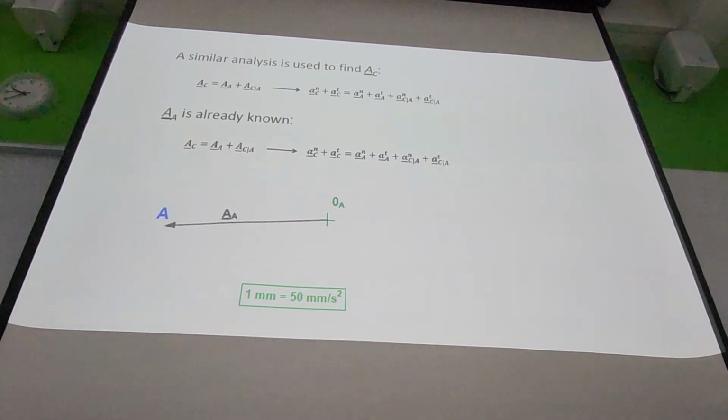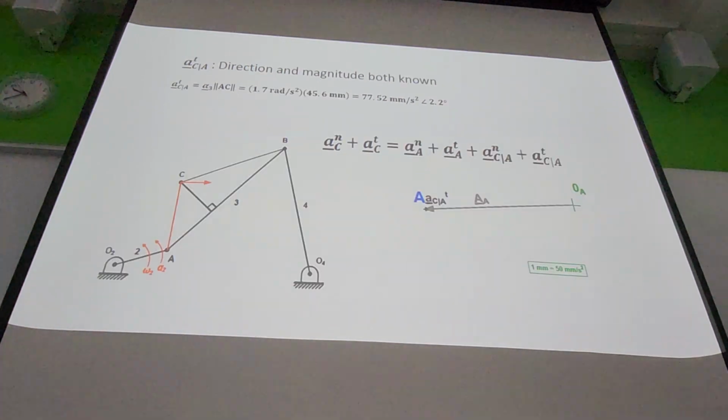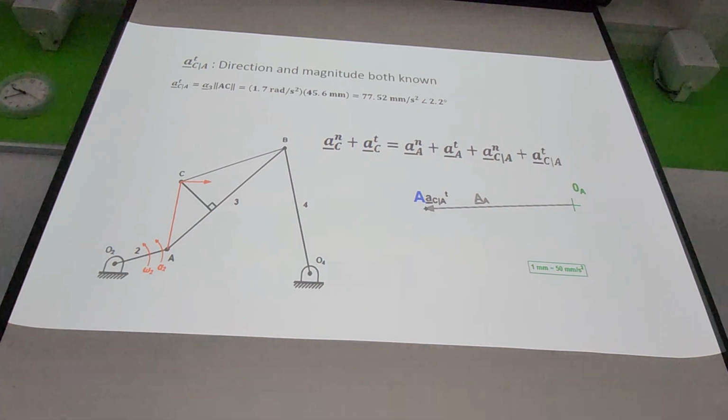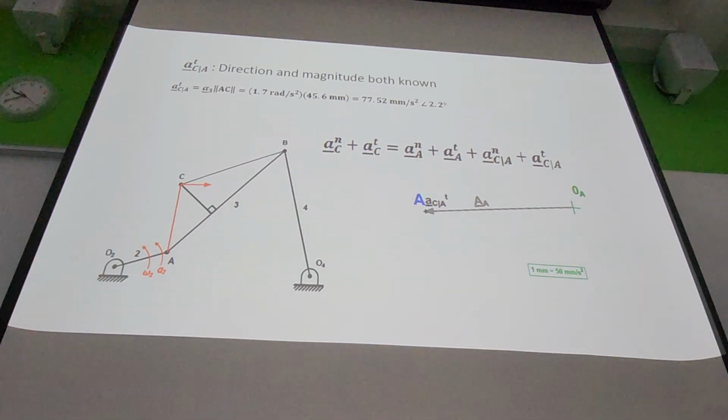Then from the tip of this, you need to plot CA normal and CA tangent. These two will be perpendicular to each other. CA tangent you can calculate as alpha 3 into AC. The distance AC you know, and the tangent is perpendicular to this. So you can calculate the magnitude of CA tangent, and of course you also know the orientation of that. Now from the tip of the acceleration of A, you are plotting the acceleration of CA tangent.